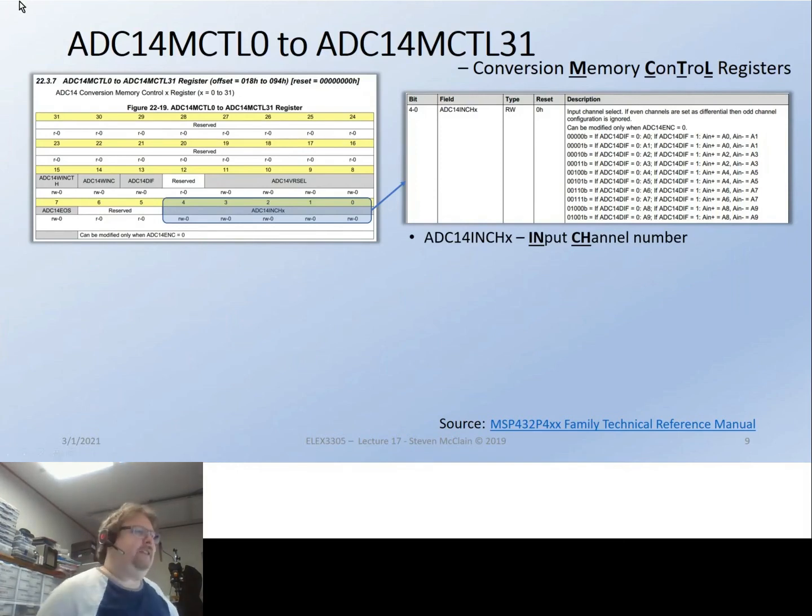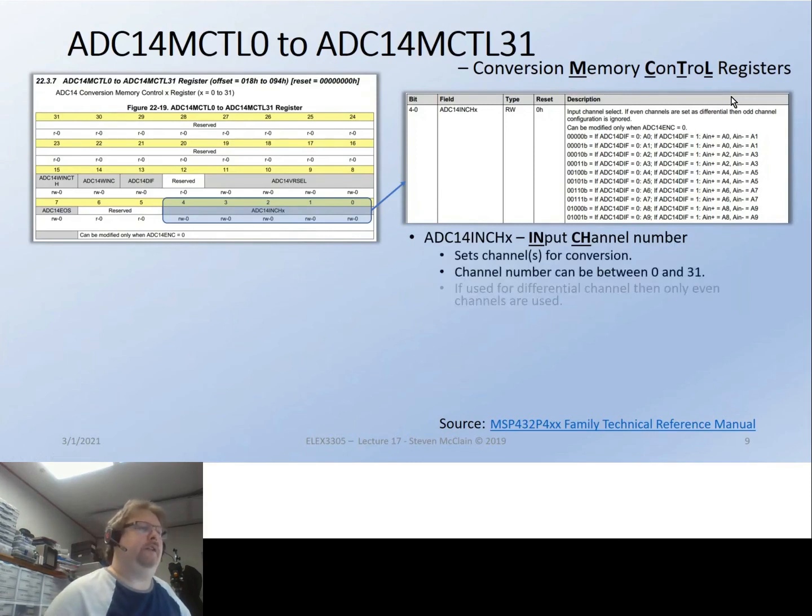At the end of the day, essentially, this set of bits down here sets the channel, and that's really all you got to care about. If you actually look at the pinout of the processor on the data sheet, you'll see it says A0, A1, A2, A3, and so that's essentially what's being mapped. Whatever. It sets the channels.